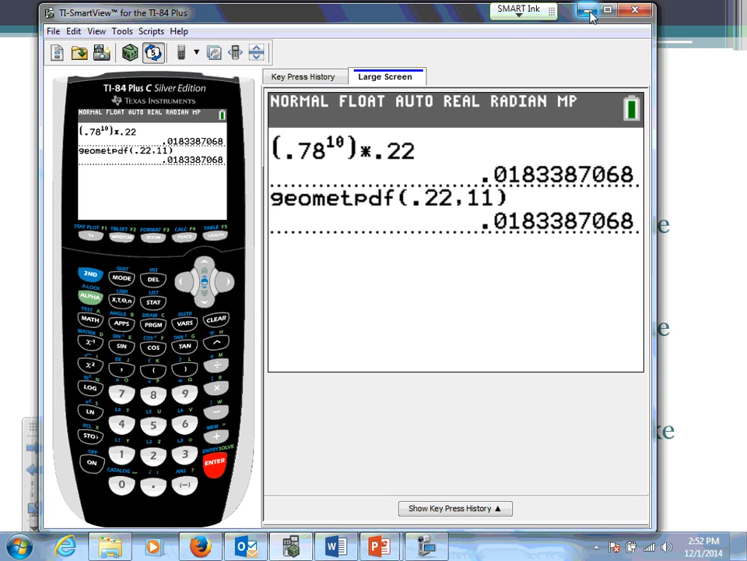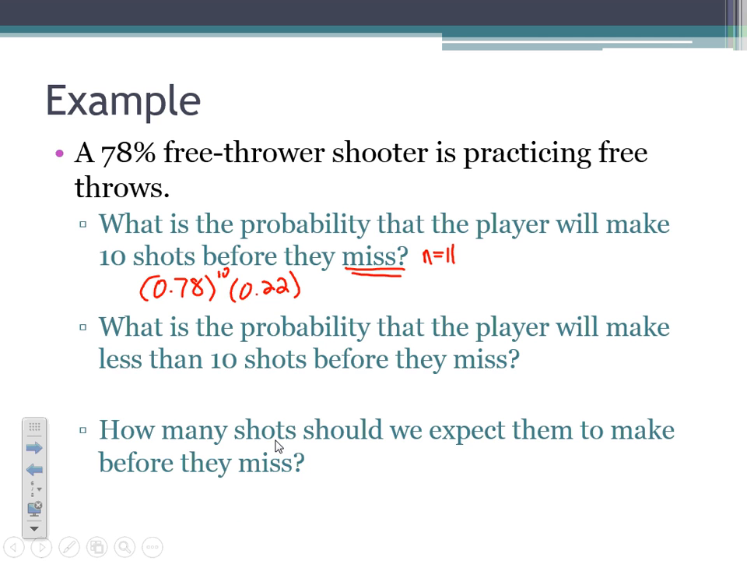Now let's take a look at the next example. Right, the next example says, what is the probability that the player will make less than 10 shots before they miss? Okay. So this kind of changes things. We're not looking at a specific situation, but we're kind of looking at a range of values. Well, when we start to add in these inequality symbols, things like less than or greater than or at most or at least or more than and so on, okay, that's that inequality symbol.